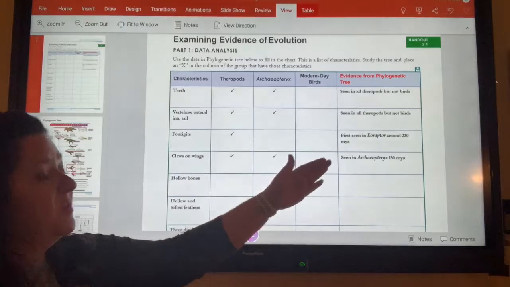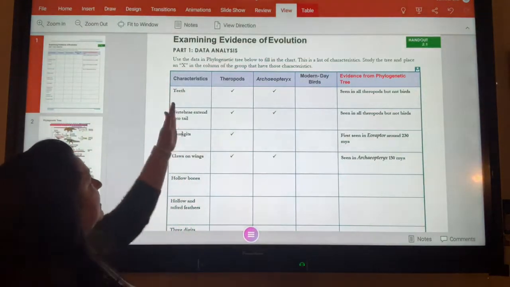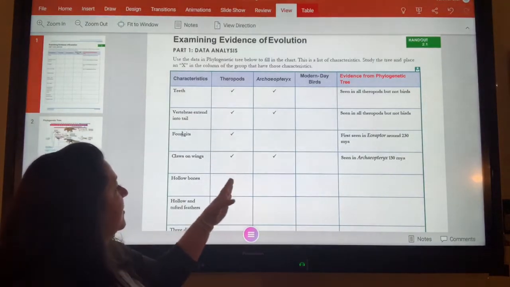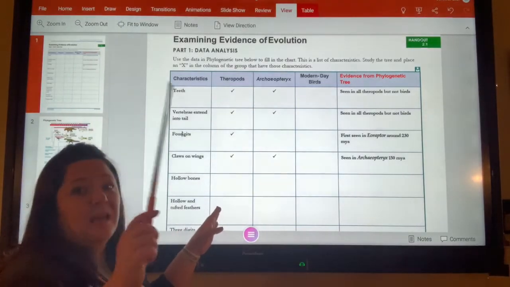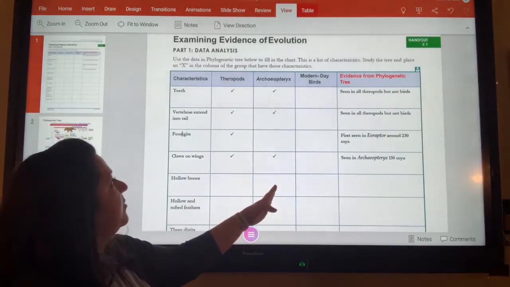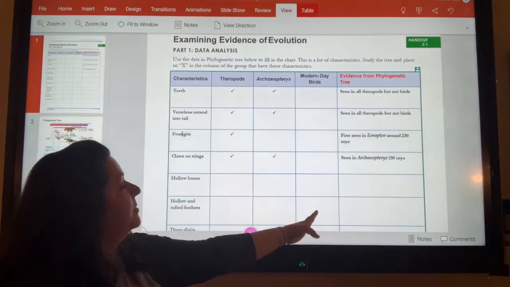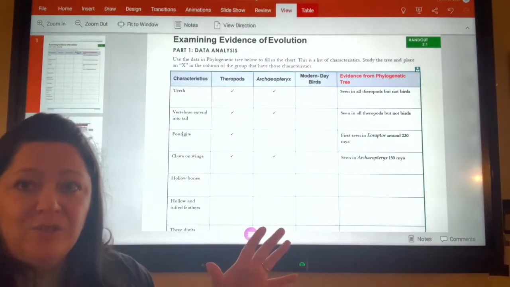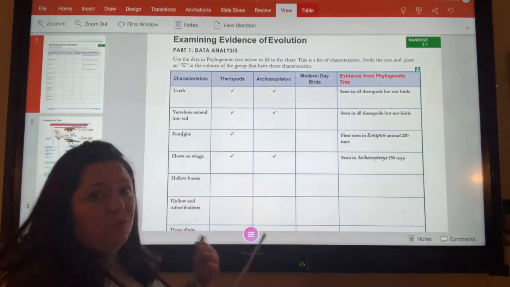Basically the first part of it is this chart, and this chart has a couple of different columns. This first column is a list of characteristics of the organisms. The second column is theropods, and theropods are the entire chart that we're going to look at. This is the Archaeopteryx, which is the fossil that we looked at today, and then this is modern day birds. What you are trying to do is look at that phylogenetic tree and figure out which of these groups have which characteristics.